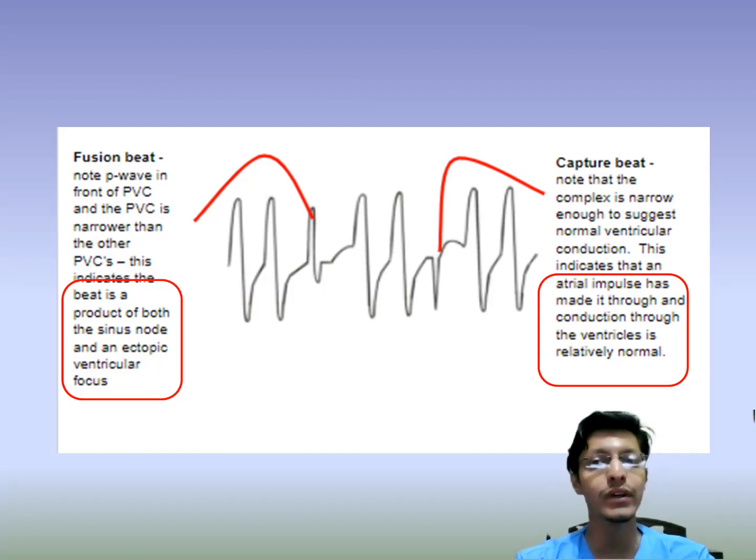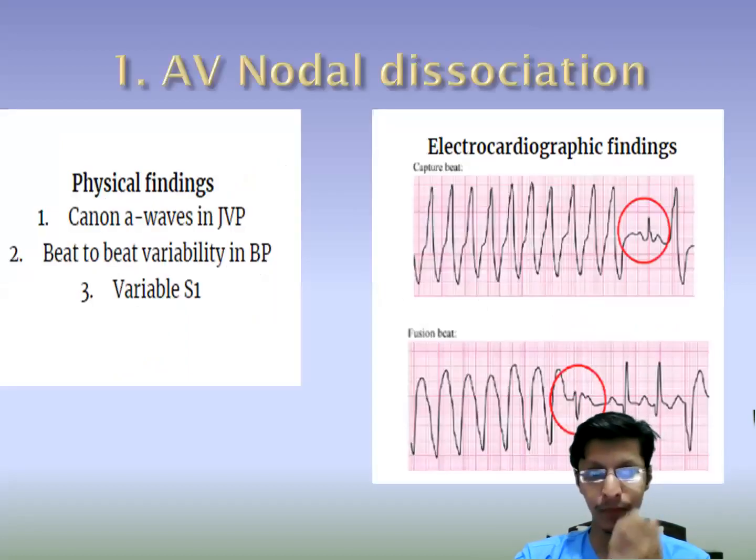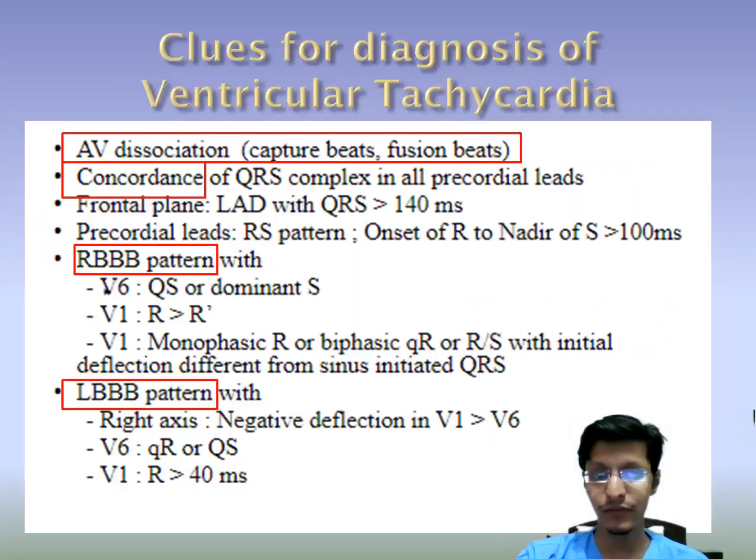What is a fusion beat? What is a capture beat? Both will be narrow complex definitely, but a fusion will be a fusion of a premature ventricular complex with a P wave, and the capture beat will be a normal capture of a ventricular rhythm. Remember it like this. Then I discussed here that the fusion and capture beat are known as AV dissociation.